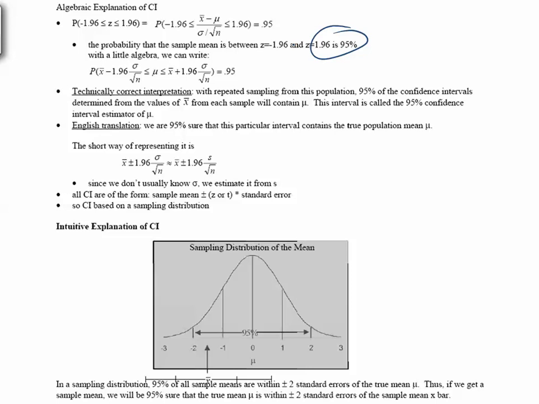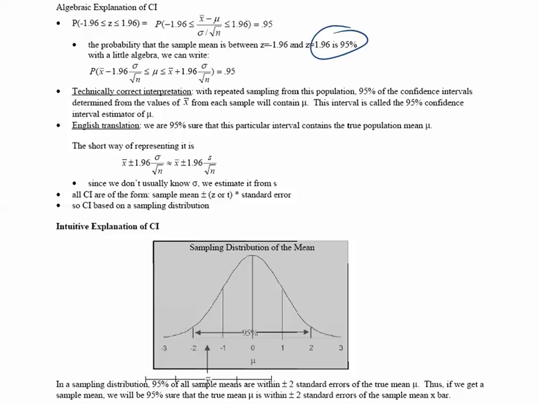Now, this is commonly misunderstood. The technically correct interpretation is that if we repeated this sampling process 100 times, we would estimate that about 95 of those 100 samples that we draw would capture the true population mean, falling between 1.96 standard errors above the point estimate and 1.96 standard errors below the point estimate. We're not able to do this because we commonly will only sample one time.